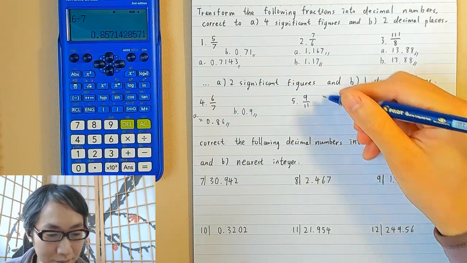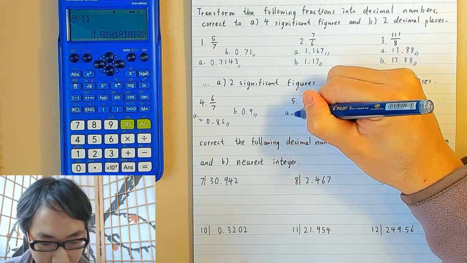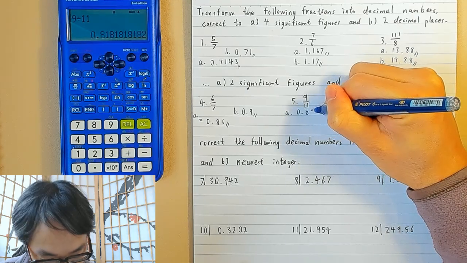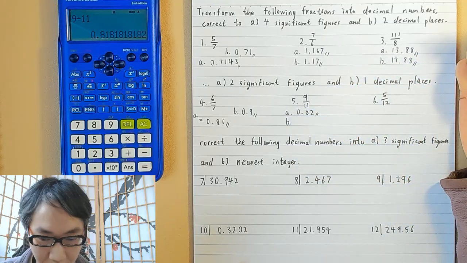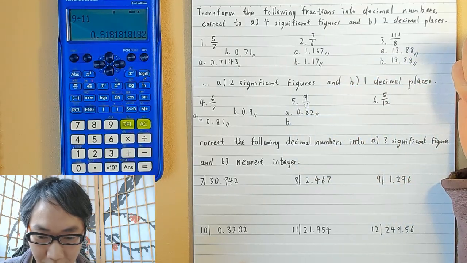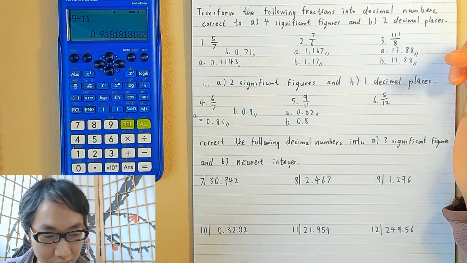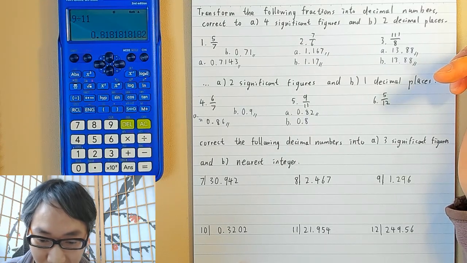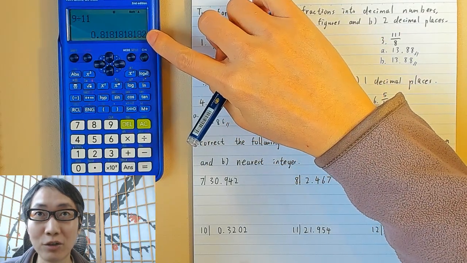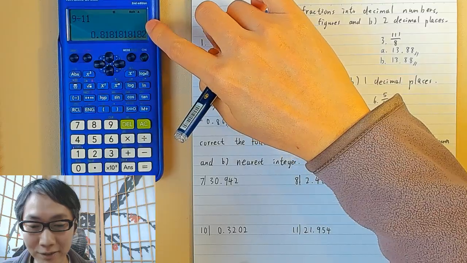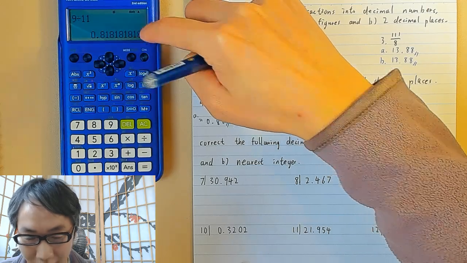Okay. Number 5, 2 significant figures. 8, 2, because the next one is 8. For 1 decimal place, 0.8. The next decimal place is 1, so 0.8 is a better approximation than 0.9. As you may also notice, the calculator also automatically corrected the last digit here. It would be 0.81818, right? Then it's corrected to 2.